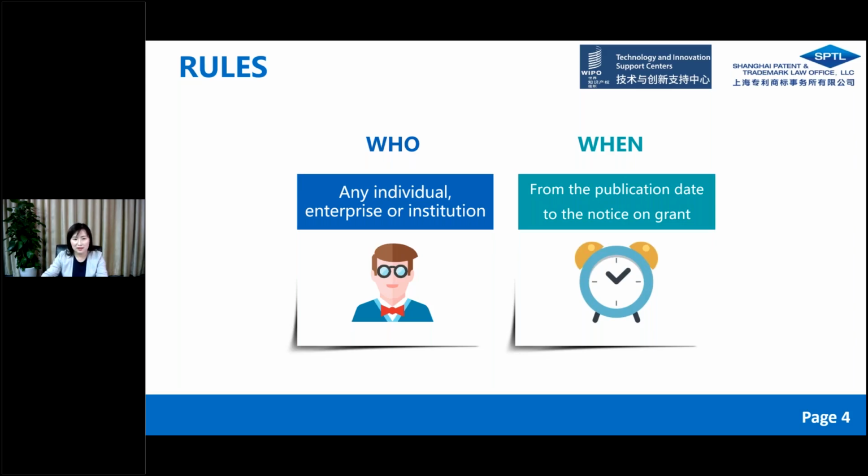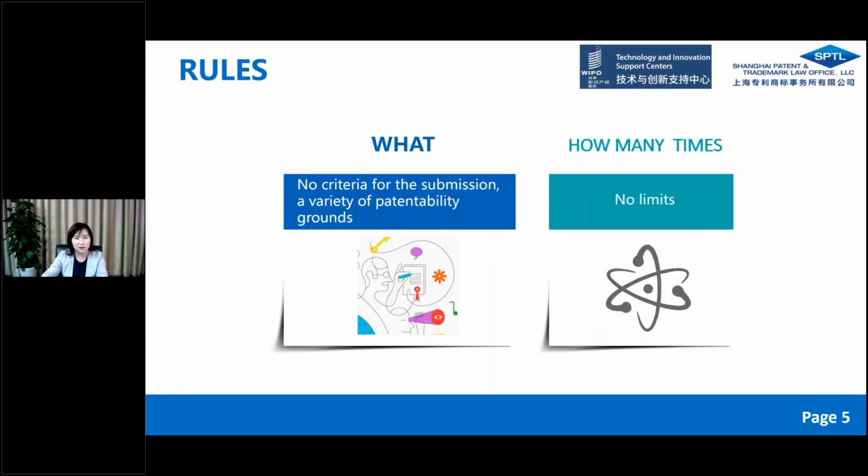Since the Chinese examiner will be more likely to consider the observation before he issues a first office action, it's recommended that the observation be submitted as soon as possible once we know a related application is published.